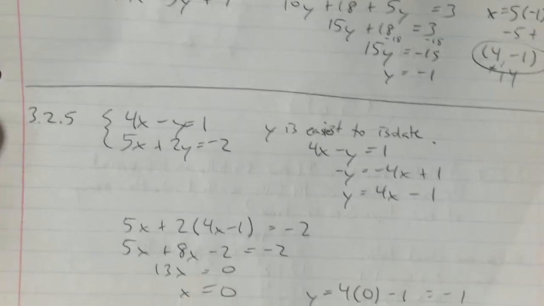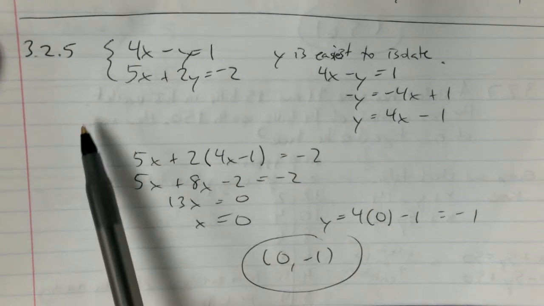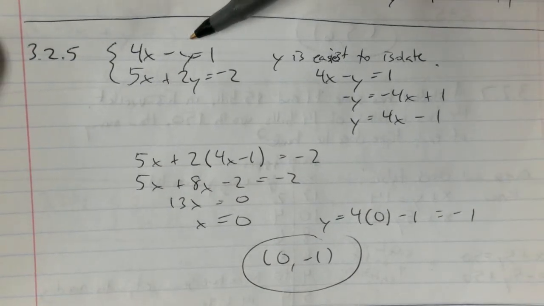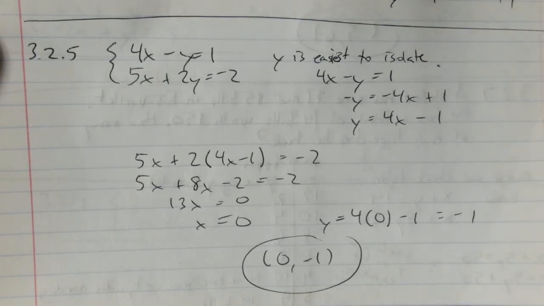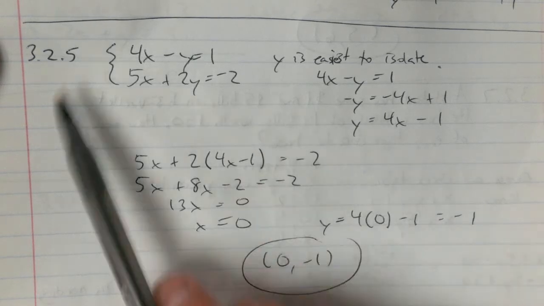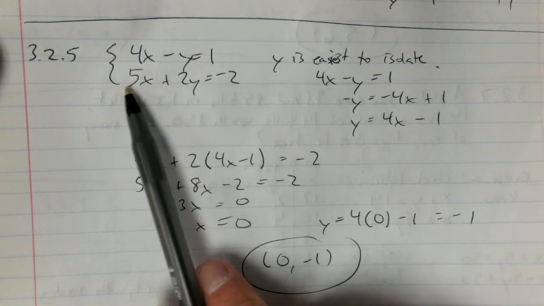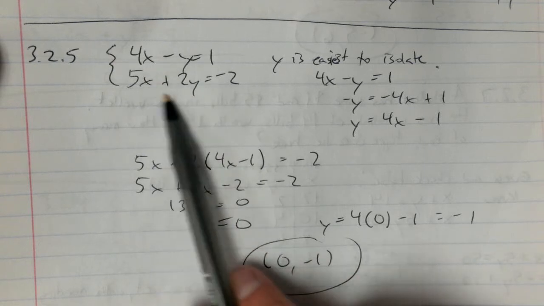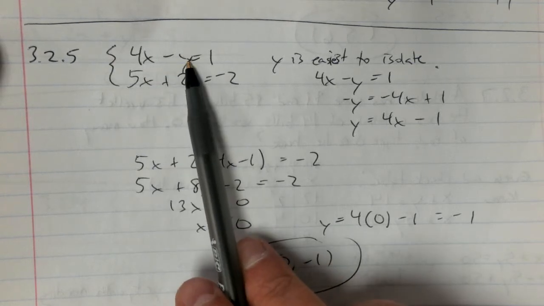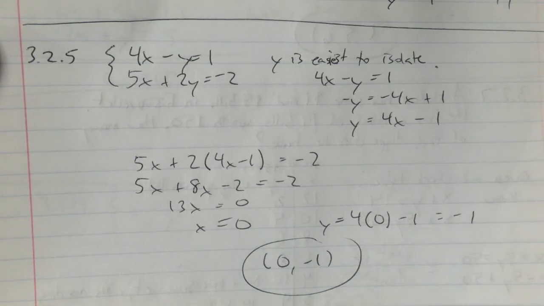Okay, the next one, instead of having it like y equals or x equals, they make you work. So this one says 4x minus y equals 1 and 5x plus 2y equals negative 2. So out of your choices on the variables, this has 4x, this has negative 1y, this has 5x, and this has 2y. You could have chosen any of the variables to isolate, but I chose the easiest one, which is whenever it has a negative 1 or a positive 1.